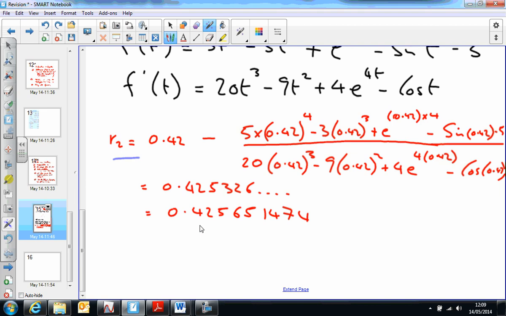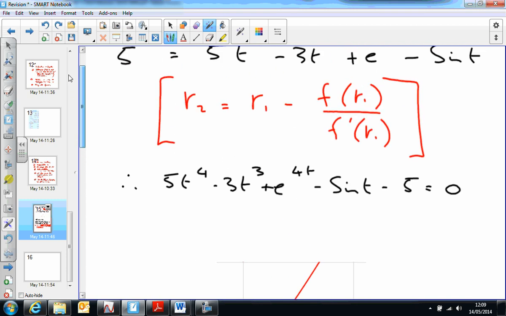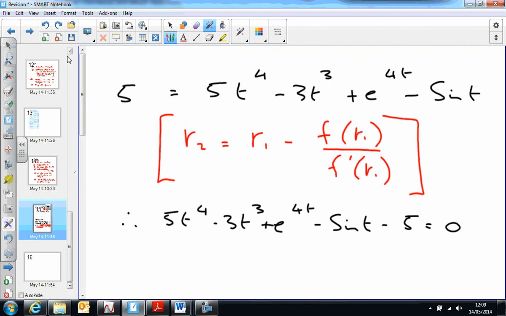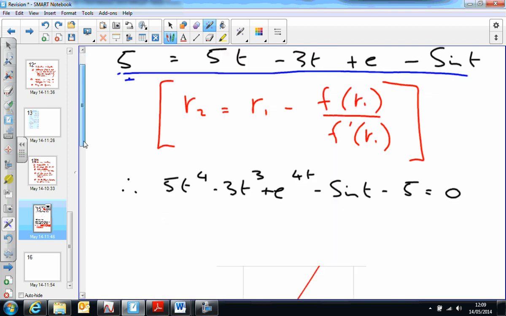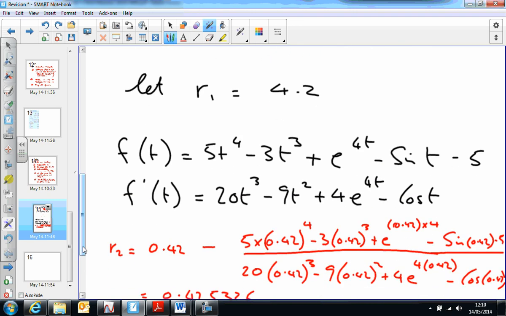So Newton-Raphson is a really useful way of finding the root of an equation. The key things to remember are that the original function must equal 0. So if you're given this as a start point, make sure one side equals 0. So shift the five over, and then the function here is going to equal whatever that is. And then you differentiate it.